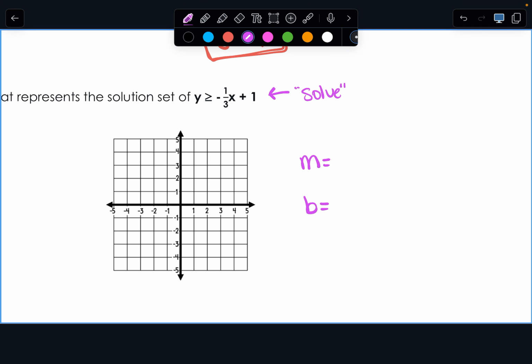And it is solved. How do we know it's solved? Because the y is alone. The y is by itself. The y is isolated. Okay? So this is one that is already solved. If it's not solved, you need to solve it. Okay? Very important. What is the slope?